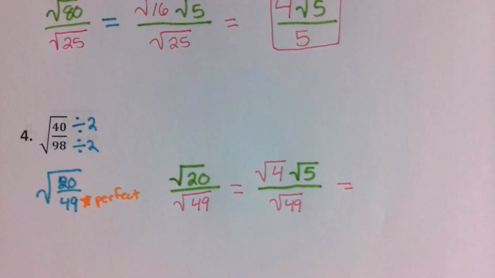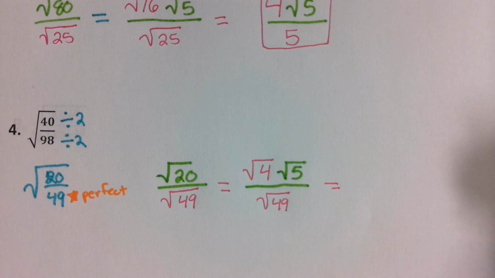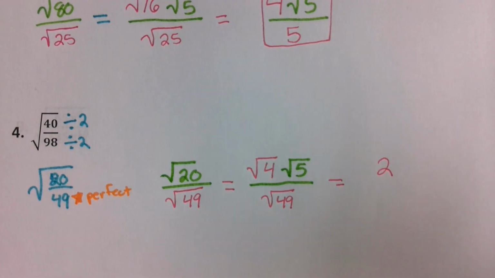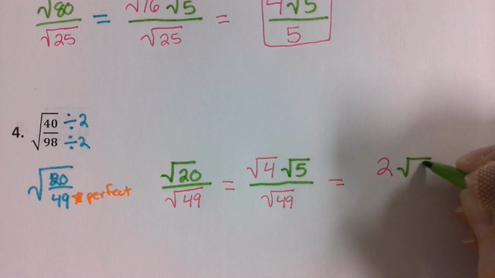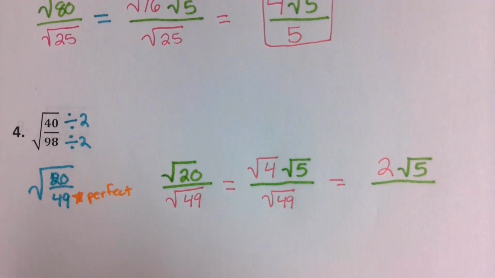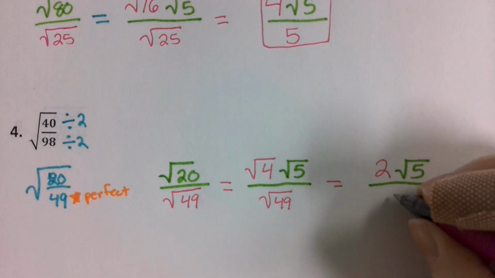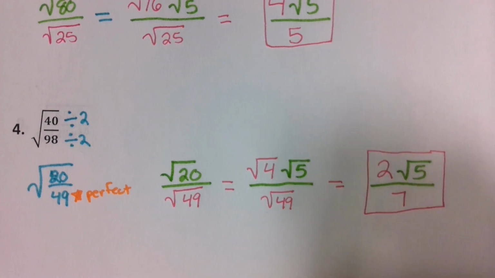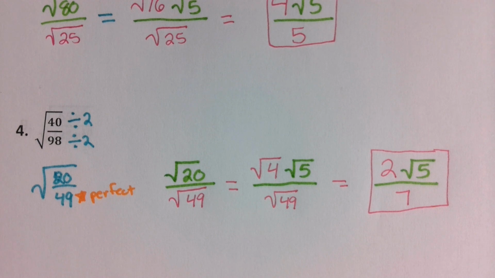Okay, now I can take my square roots. What's the square root of 4? 2. So we get 2 square root of 5 over, what's the square root of 49? 7. And there's our final answer. 2 square root of 5 over 7. Or 2 radical 5 over 7.